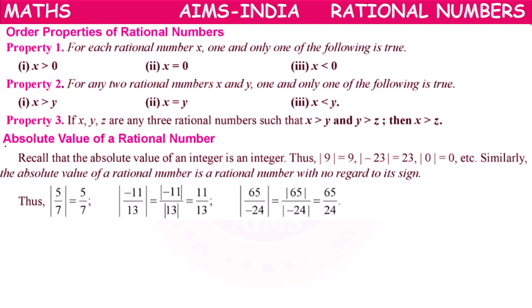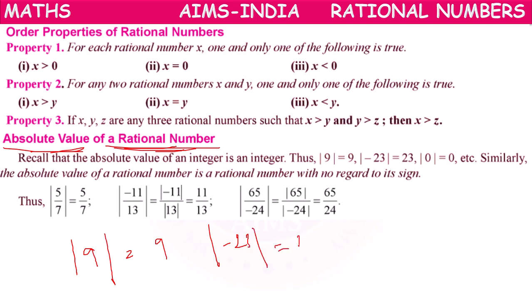Next, the absolute value of a rational number. In integers we have learnt already: the absolute value of 9 is 9, and the absolute value of minus 23 is 23. Absolute value means it's always positive. Whether the given integer is positive or negative, the absolute value is always positive.